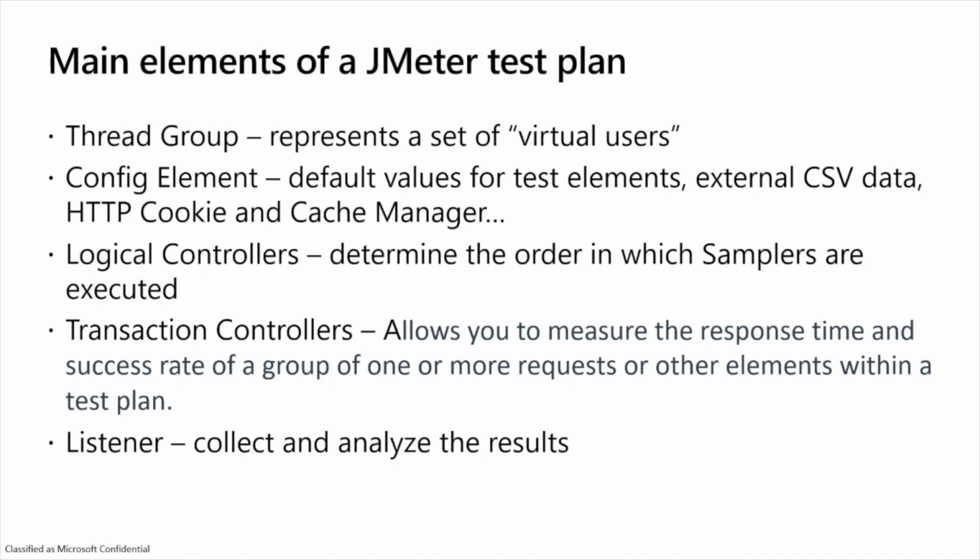Then you have to use logical controllers to control the order of execution. Within a JMeter test plan, one component is called the transaction controller. That's the one which allows us to measure the response. In our test, we will have two transaction controllers, which I'm going to use.